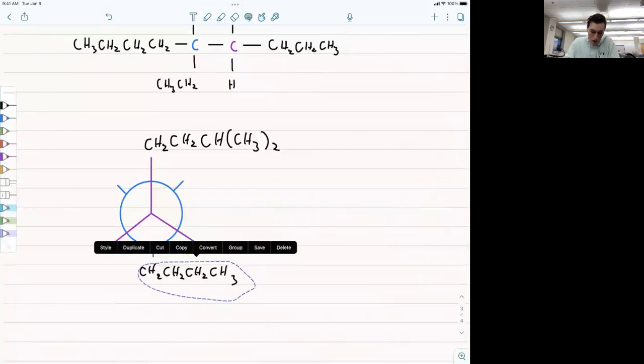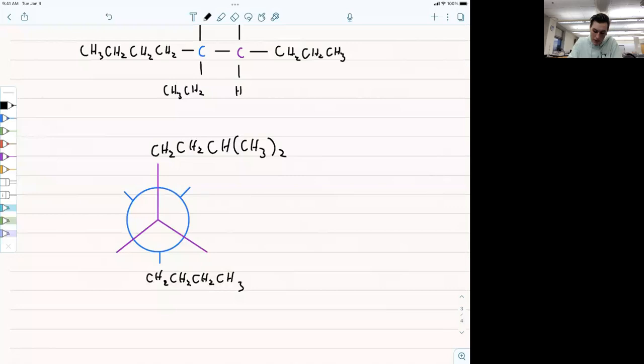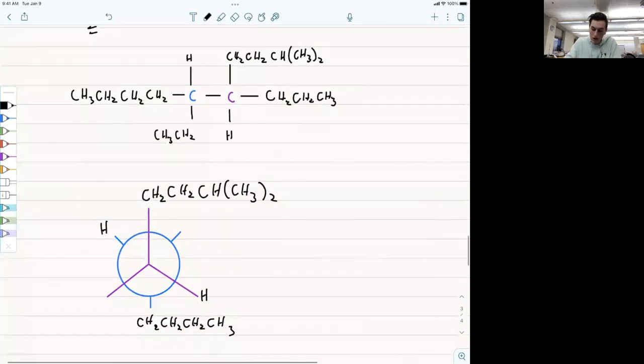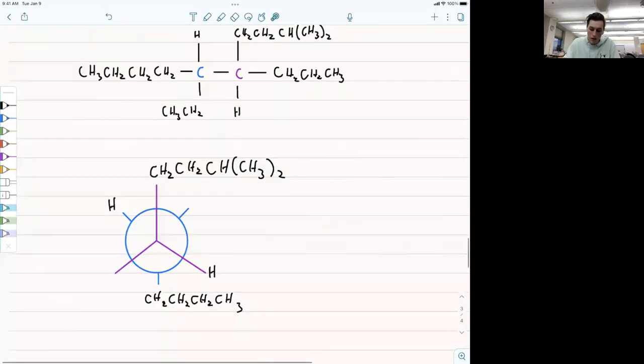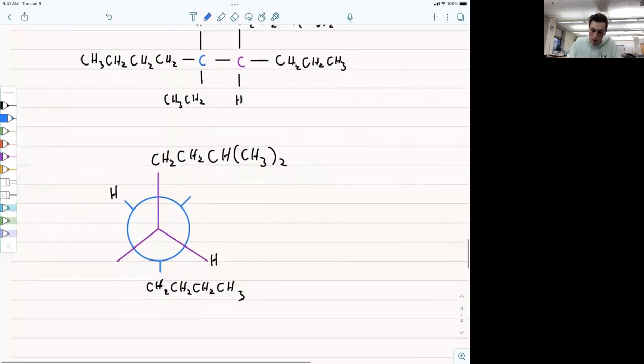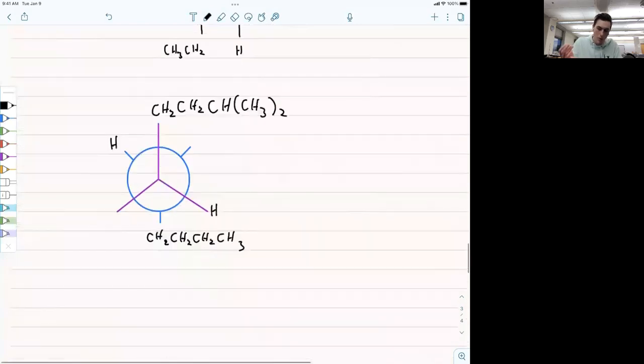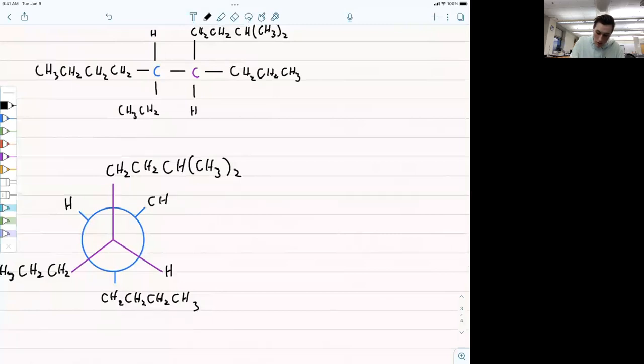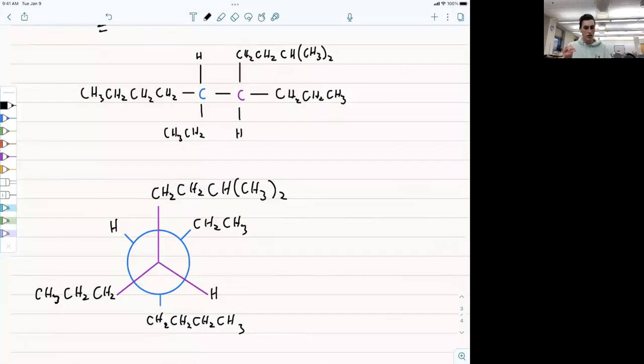And then for my other ones, I'm going to put my hydrogens anti from each other because I have two hydrogens. Both of them are pretty light, so I want to balance that out. And then on my purple carbon, I have a propyl, so it's CH3, CH2, CH2. And on my other one, I just had an ethyl, CH2, CH3. So this is going to be the most stable because my biggest groups are anti from each other.